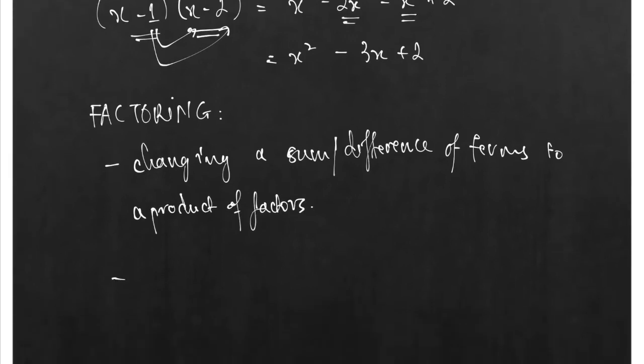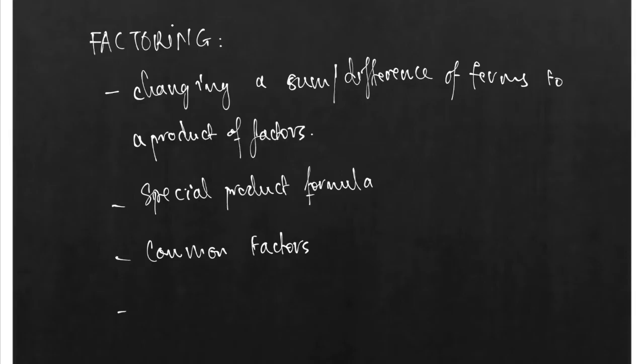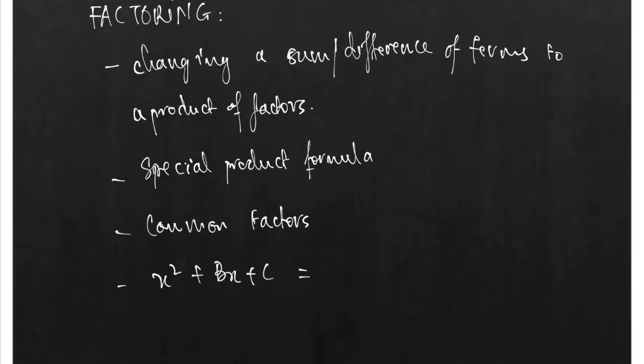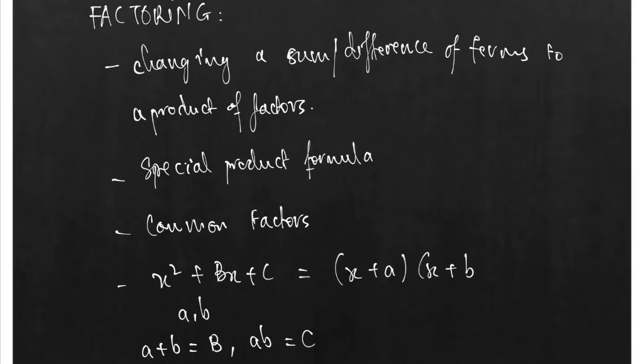For factoring, you can use special product formulas, you can find a common factor, or you can factor x squared plus bx plus c. For this method, we're looking for two numbers a and b such that when they add together, they give capital B, and when they multiply together, you get capital C. You can rewrite x squared plus capital Bx plus capital C as x plus a times x plus b. Let's do some examples on that.